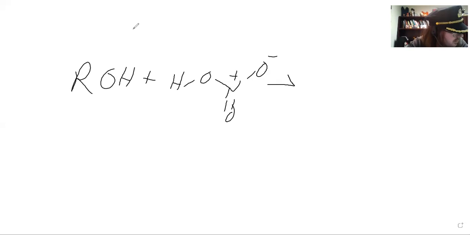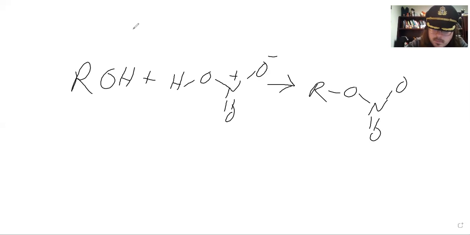Just a quick picture of that. ROH plus HONO2 is essentially going to form RONO2 and water, forming a nitro group. Essentially, that's how you can form nitroglycerin through this process.